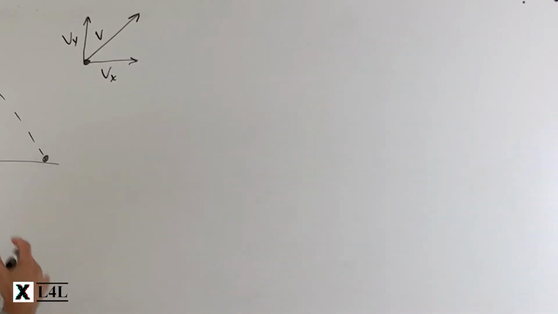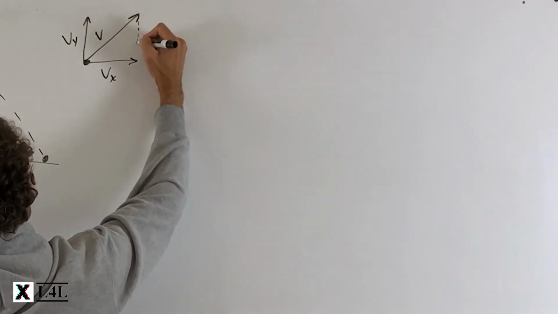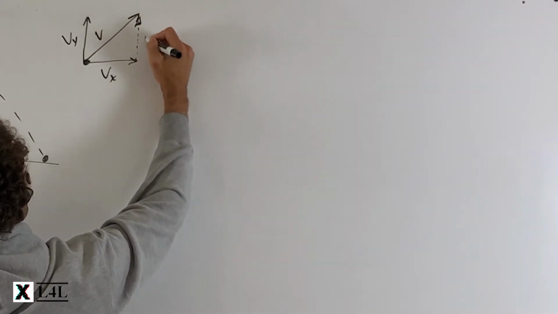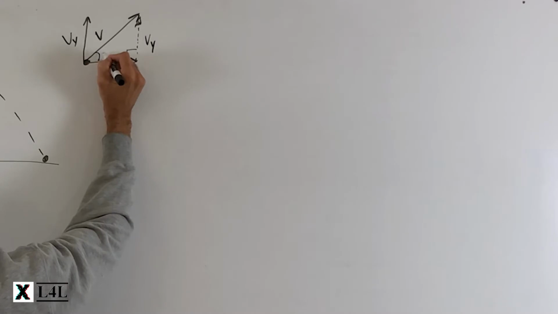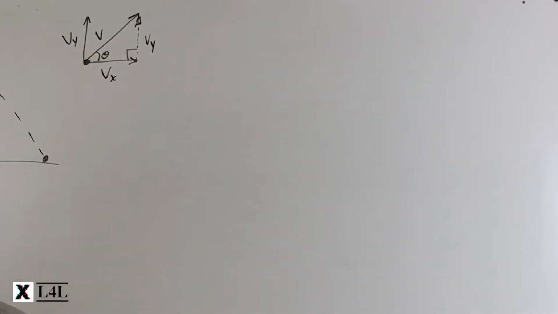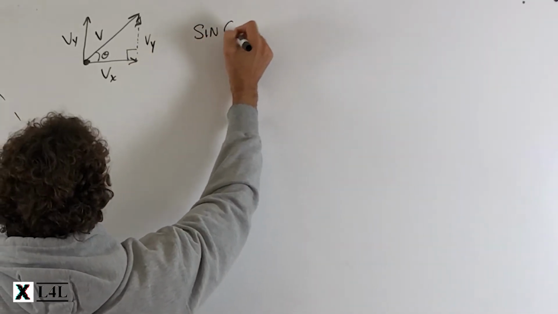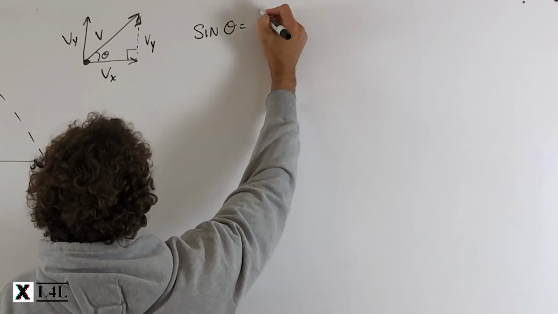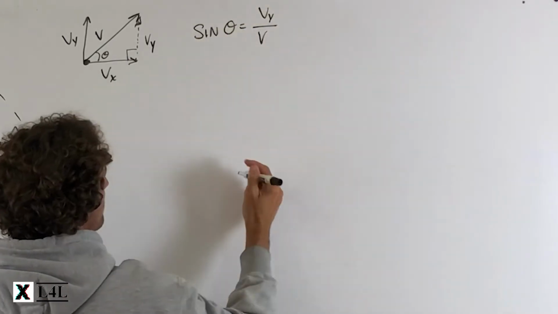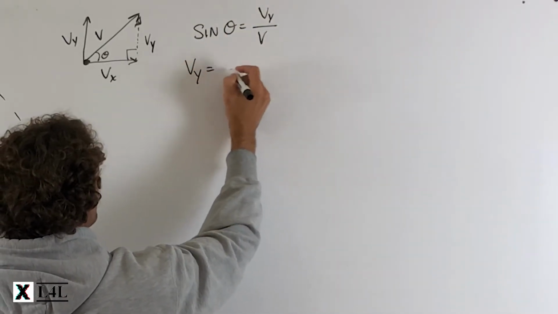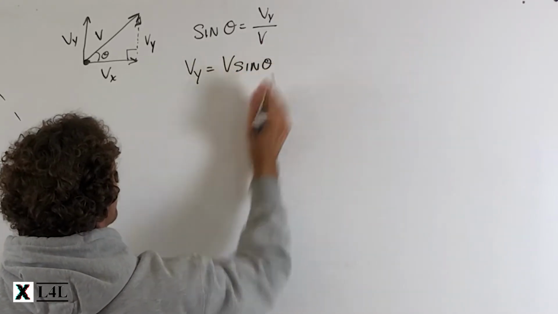And to create this right triangle, I move this over to here such that here is my v sub y. My angle is right here. So if I look at the relationships here, I know that the sine of theta is equal to v sub y over the hypotenuse, which is v. But I'm trying to solve for v sub y. So v sub y is the resultant velocity vector times the sine of theta.